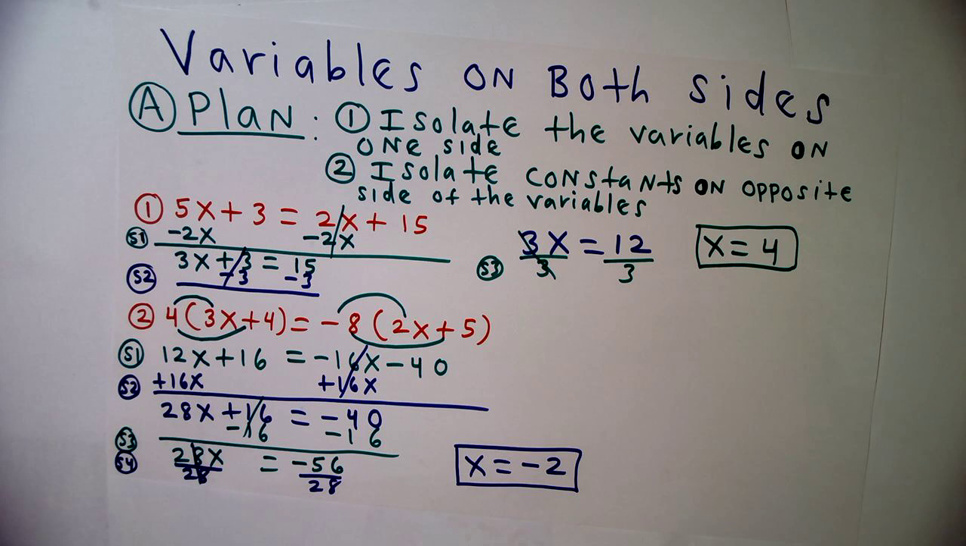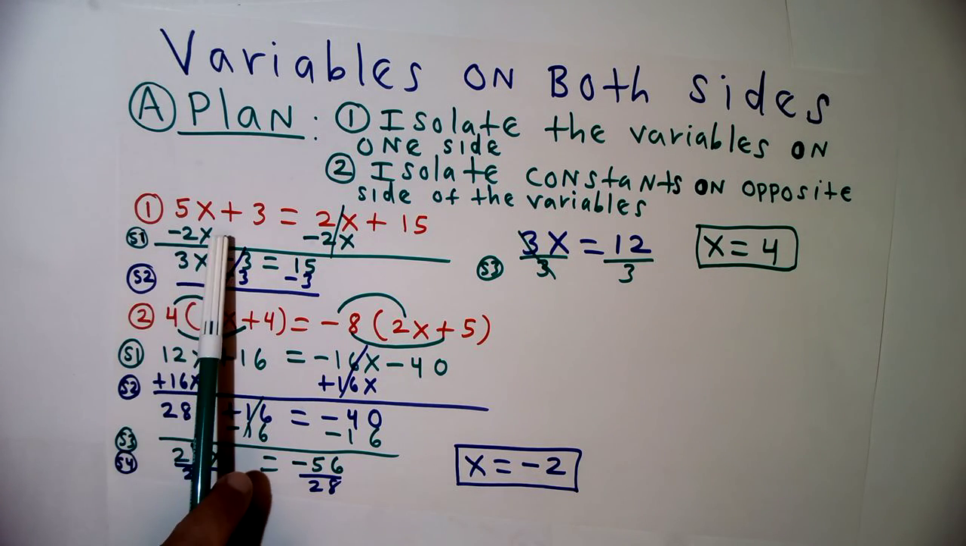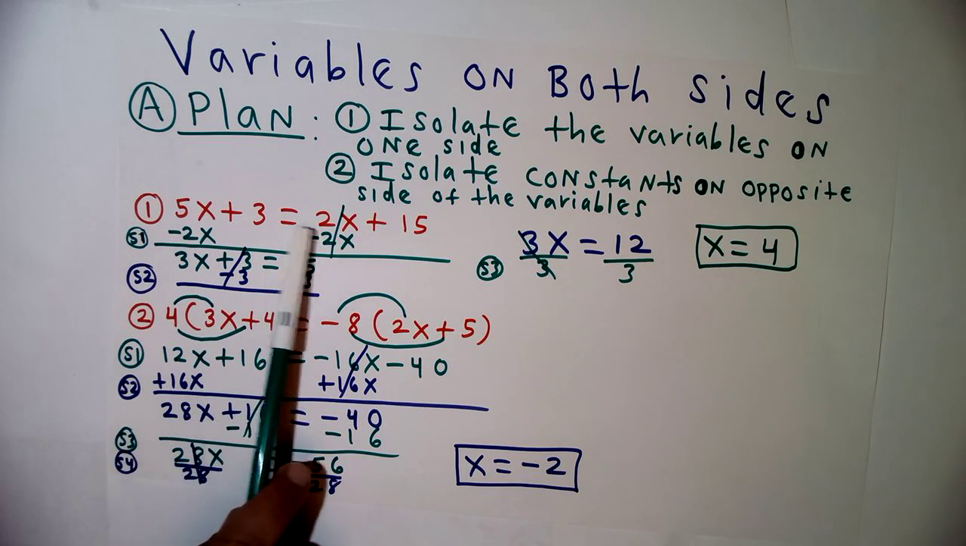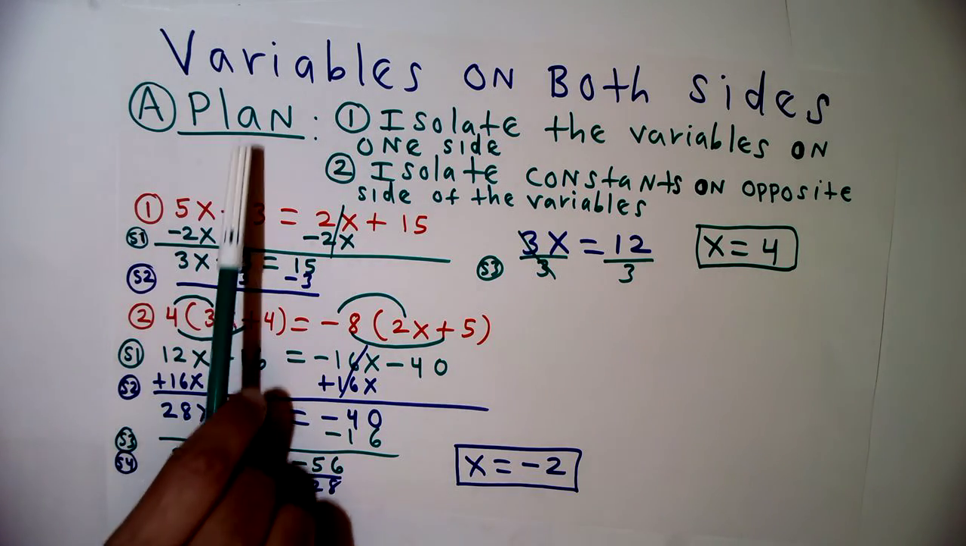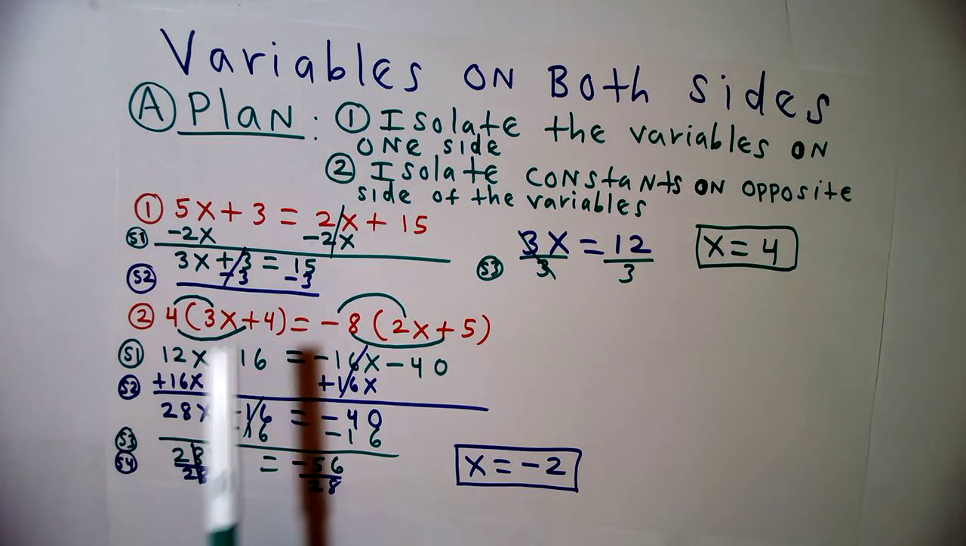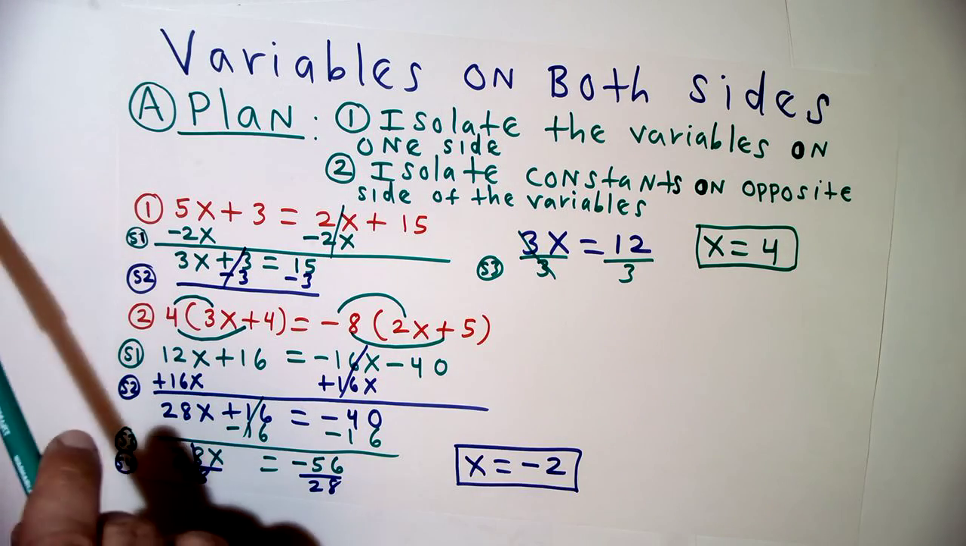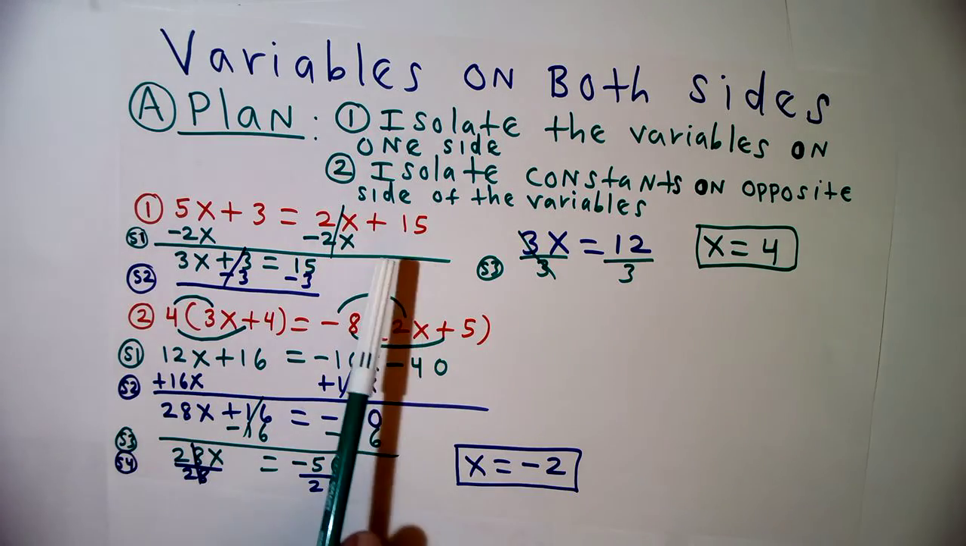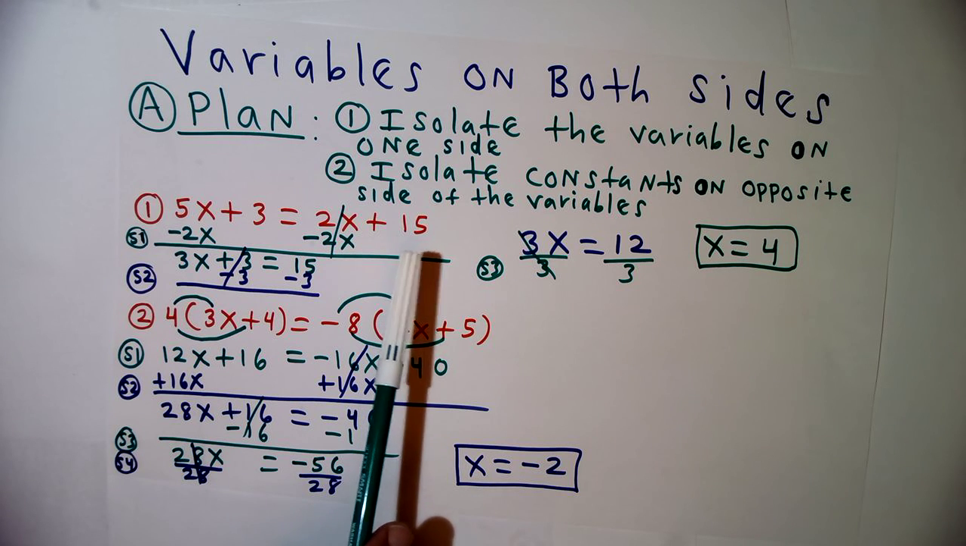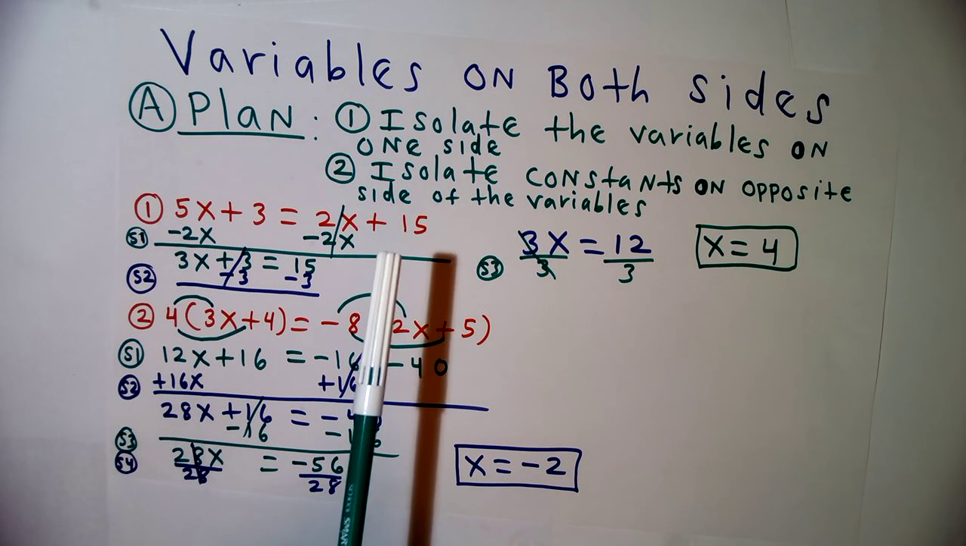Ok, aquí vamos nosotros ahora a aprender cómo resolver ecuaciones con variables en ambos lados, en los dos lados. Aquí yo tengo 5x más 3 es igual a 2x más 15. El plan que yo voy a usar aquí es que yo quiero tener la variable en un lado y después tener el constante en el lado opuesto donde está la variable.